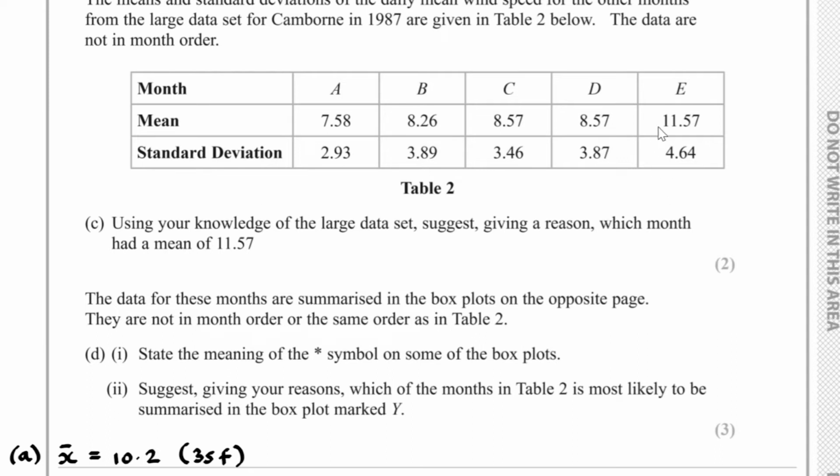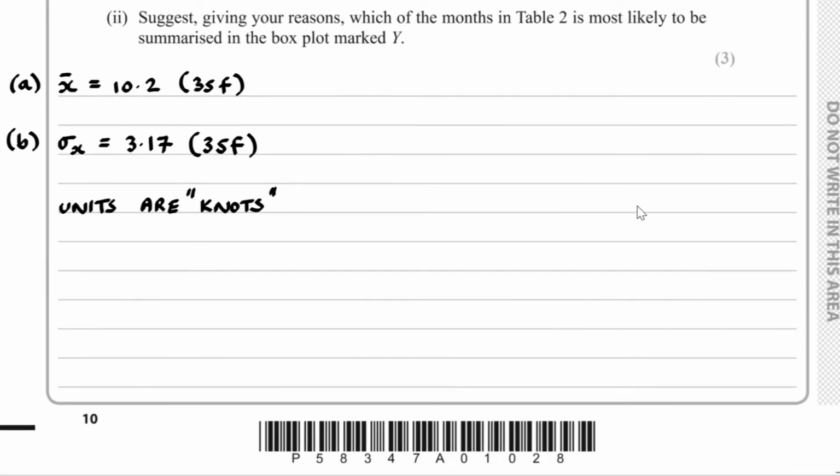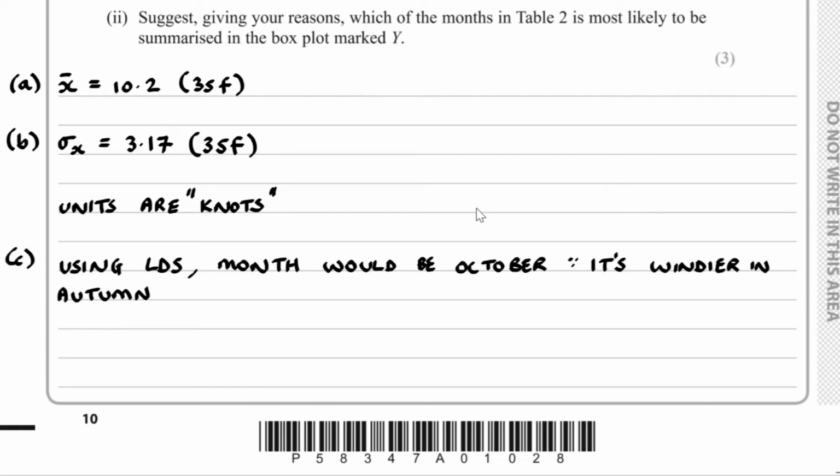Well, we've got a reasonably high mean for this particular month, E, which is 11.57, and the windiest month is most likely to be in autumn, so that would suggest October. So, using the large data set, the month would be October because it's windier in October, which is in autumn.